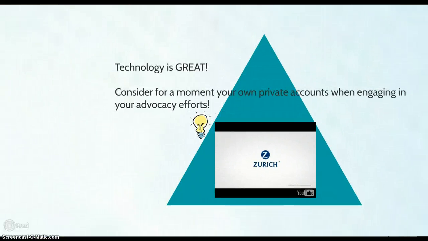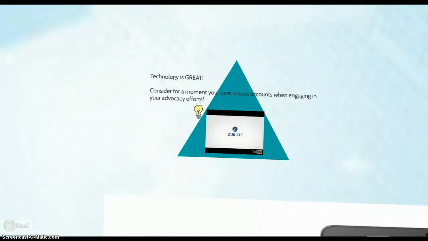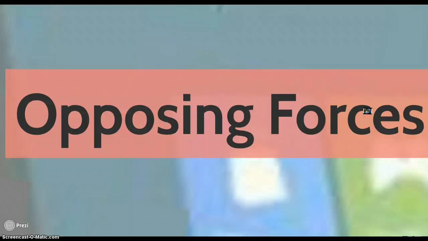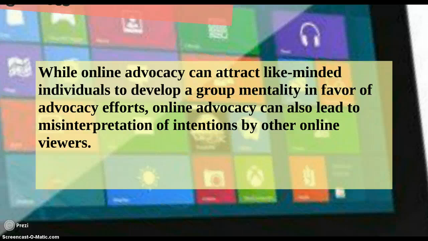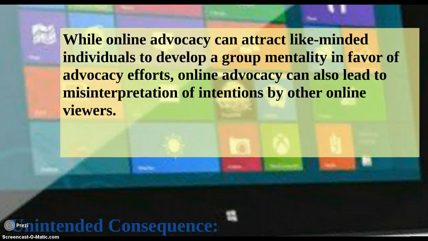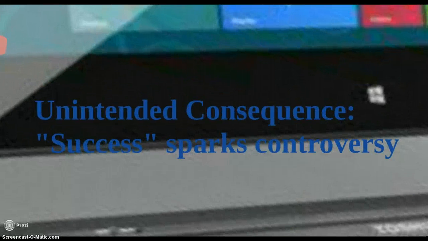Now, while that was for a particular advocacy group, you do need to consider your own private accounts when engaging in advocacy efforts. Another limitation is opposing forces. Recently, there was an online advocacy group that got Facebook and Twitter to stop allowing the sale of guns. So online advocacy can attract like-minded individuals, and they did develop the group mentality to help convince Facebook and Twitter. But let's check out what happens when unintended consequences arise, when your success actually sparks controversy.